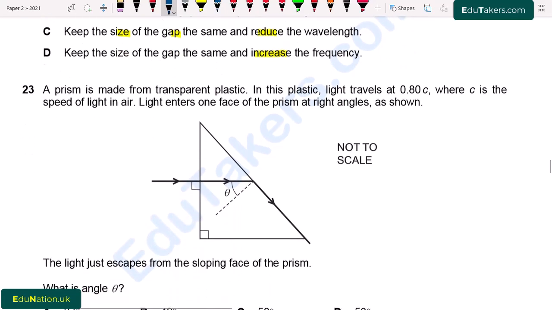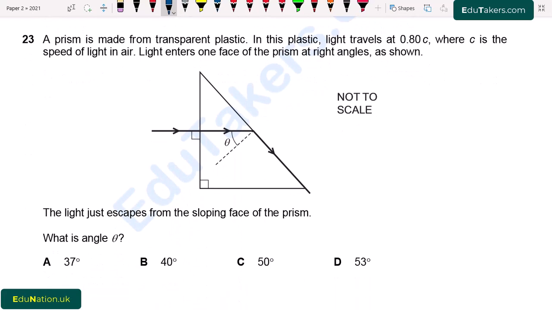Question number 23. So here is a figure that shows a prism. A prism is made from transparent plastic. In this plastic, light travels at 0.80 c, where c is the speed of light in air. Light enters one face of the prism at right angle as shown. The light just escapes from the sloping face of the prism. What is angle theta? So here we have to find out the value of this angle.